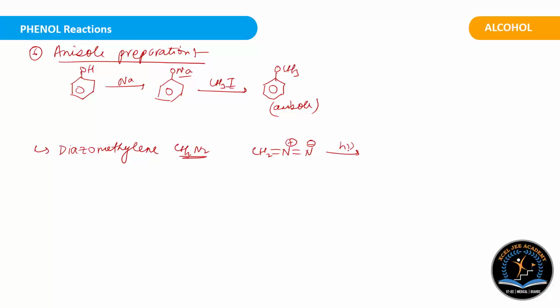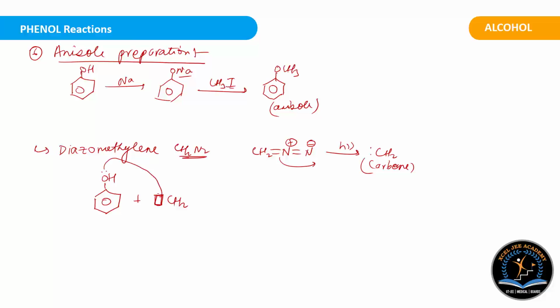Now in presence of sunlight, this N2 will leave. So this is a leaving group. It will form CH2, which is carbene. So we have formed a compound which is carbene, and carbene is a neutral electrophile. That means it has a deficiency of electrons. Now we have phenol in presence of this carbene, which is CH2. Carbene has a vacant orbital.